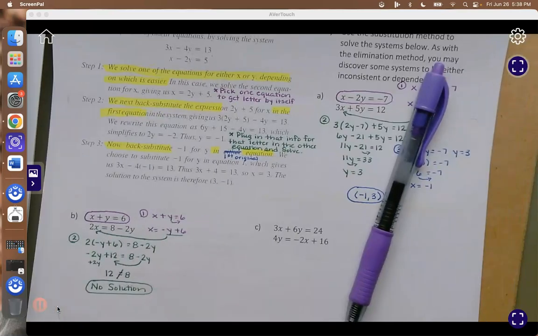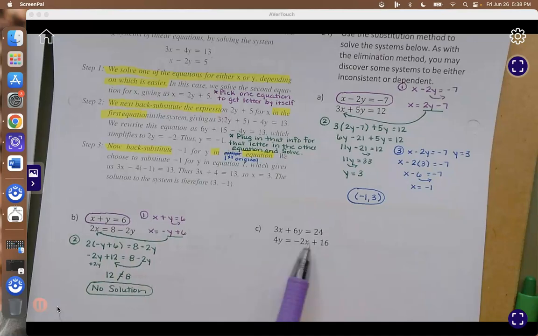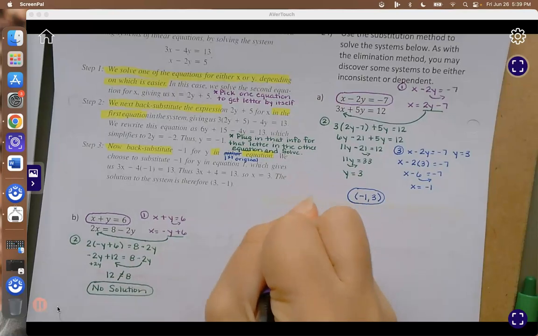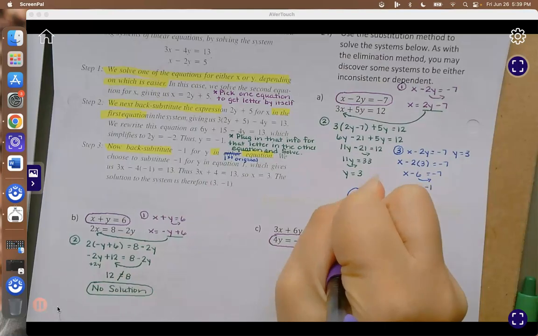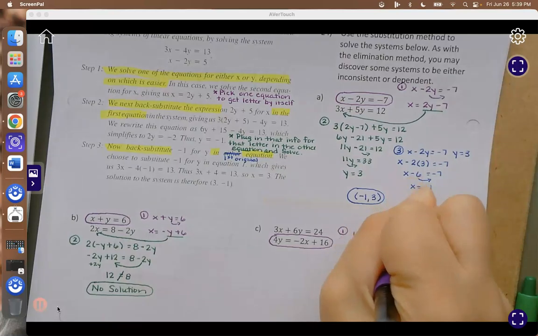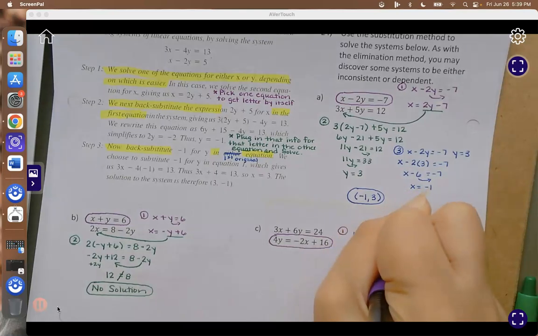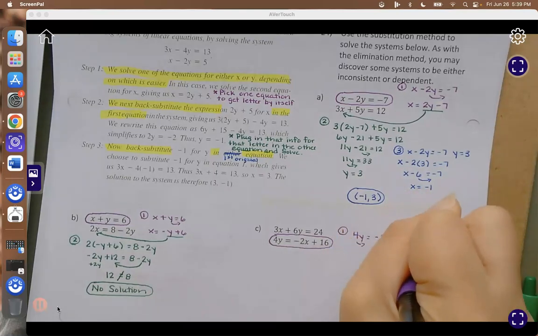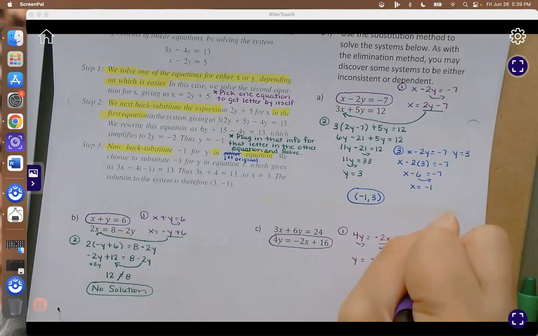All right, let's look at this one. If you look at these two equations, it's easier to get this y by itself than it is anything else. So we're going to work with this one. So step 1, we have 4y equals negative 2x plus 16. So we're going to divide both pieces here by 4, and we get y equals negative 1/2 x plus 4.